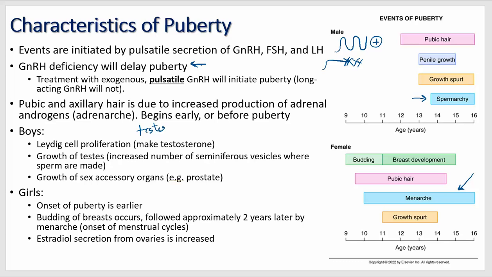In girls, the onset of puberty is earlier than boys. Budding of breasts occurs, followed approximately 2 years later by menarche, which is the onset of menstrual cycles and ovulation. And then estradiol secretion, which is the estrogen secreted from the ovaries during this time, is increased for girls.